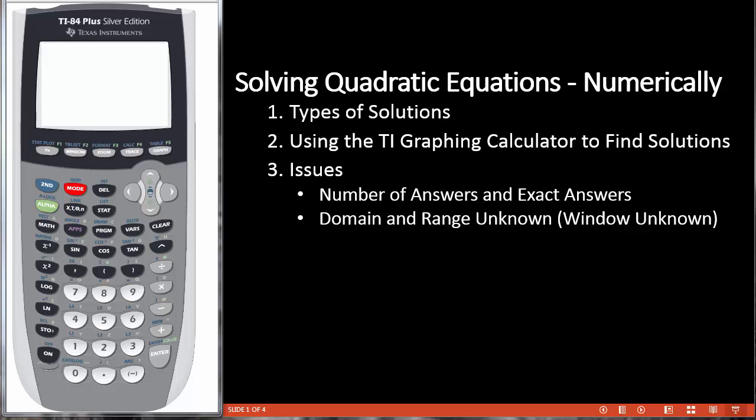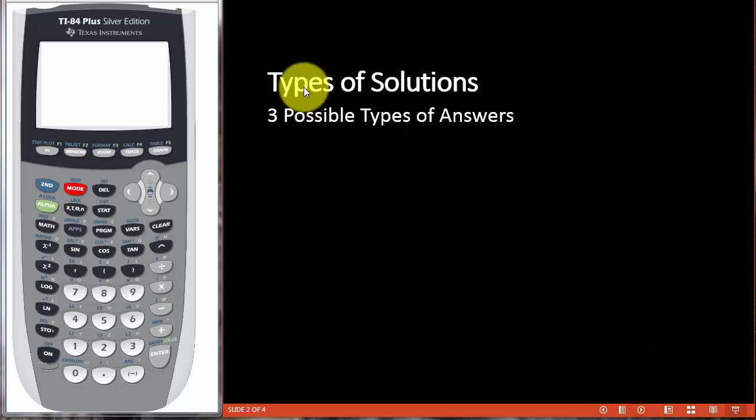Before you start, you need to know there's different scenarios on the solution. We'll talk about that in a second. Then we'll talk about how to use the graphing calculator to find these solutions numerically. And thirdly, when you're solving numerically, there's some issues that can come up about the number of answers, the exact answers, domain, and range. But let's kick it off here with the possible scenarios that you could run into.